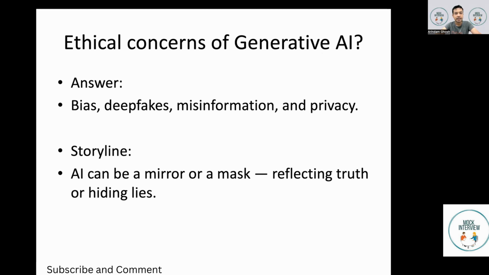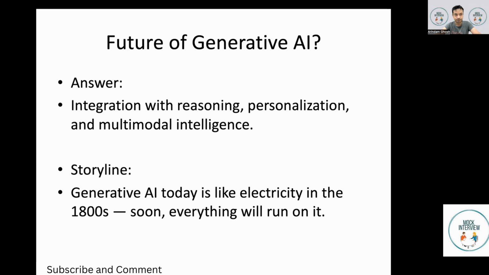Ethical concerns of generative AI. Answer, bias, deepfakes, misinformation, and privacy. These are a few ethical concerns, right? Storyline. AI can be a mirror or a mask, reflecting truth or hiding lies. Next question. Future of generative AI. Answer. Integration with reasoning, personalization, and multimodal intelligence.